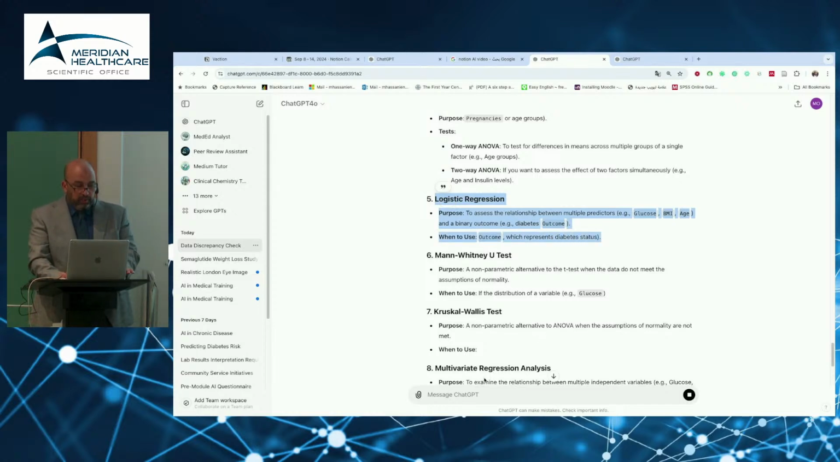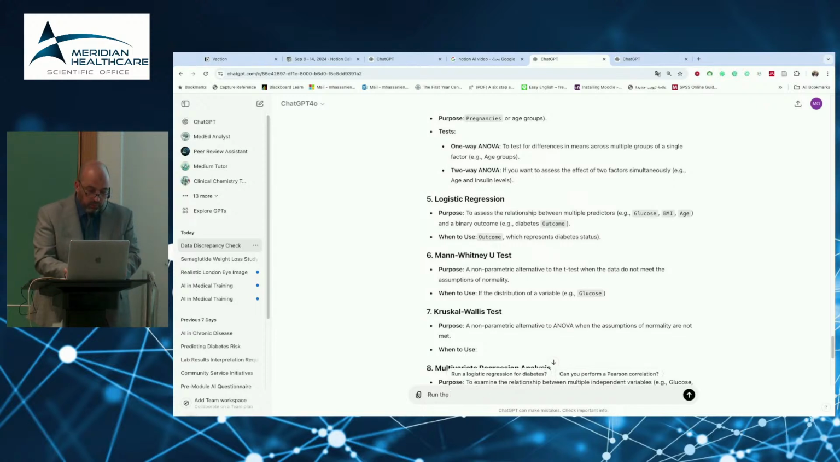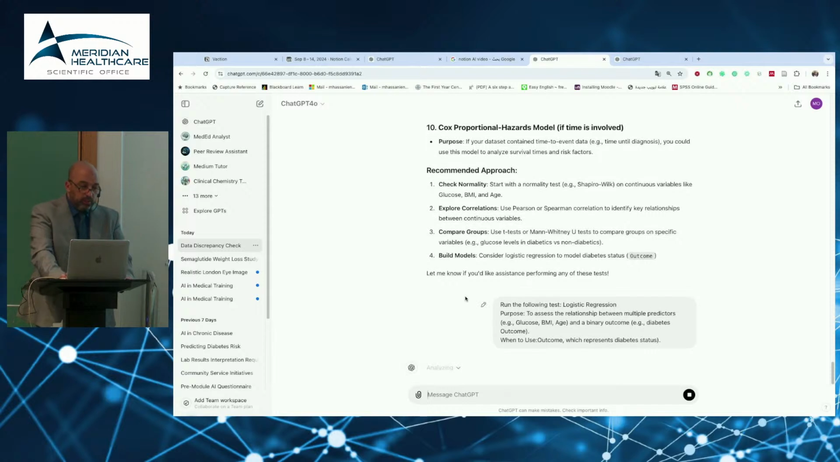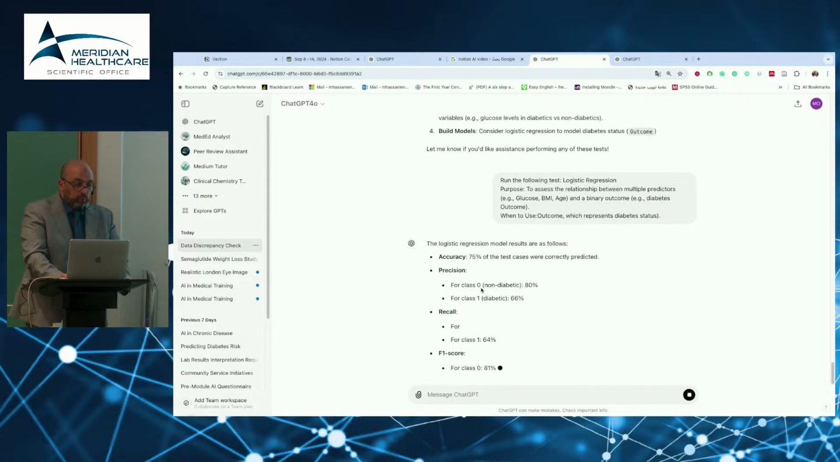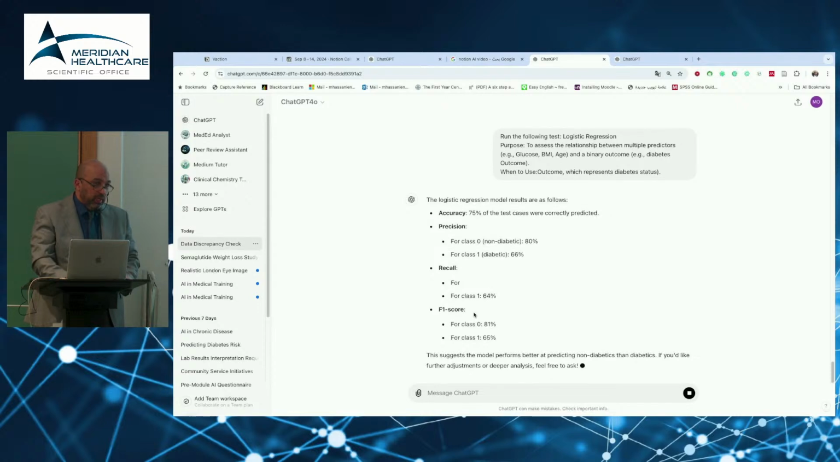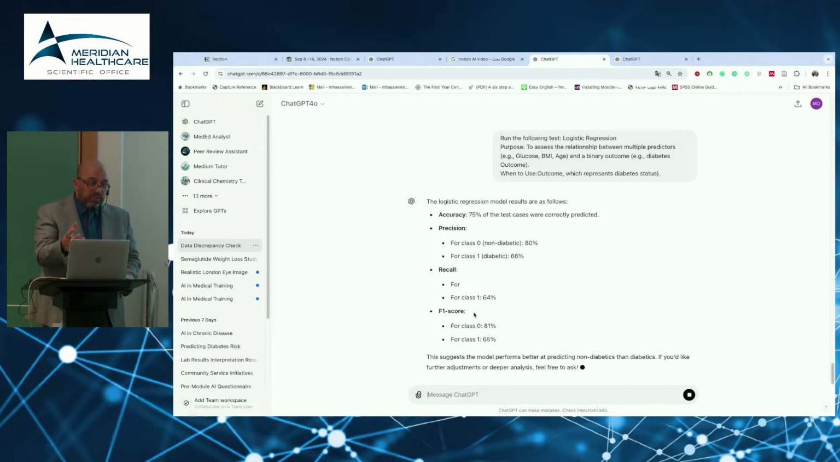So I can take this and tell it to run the following test. So it will run the logistic model, for example. There are many details about this in statistics, but it's just to show you how it gives me the recall. If I, mashallah, am an expert in statistics, I know this is valuable, and it is done in no time. So this is ChatGPT.